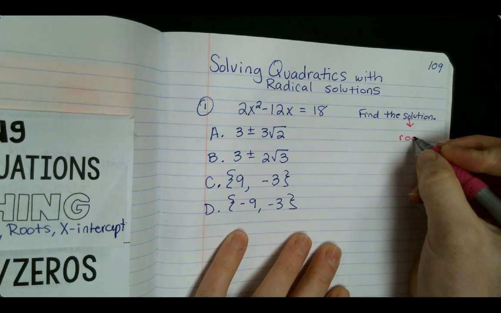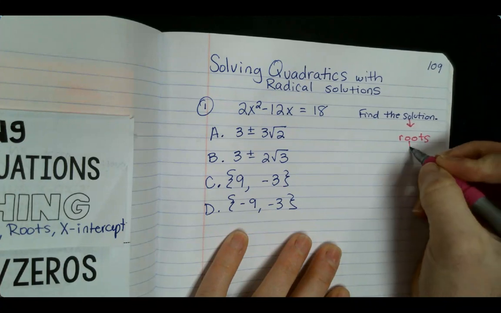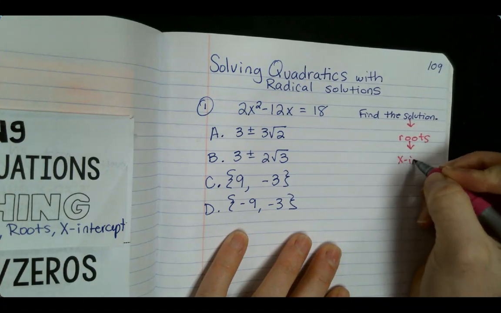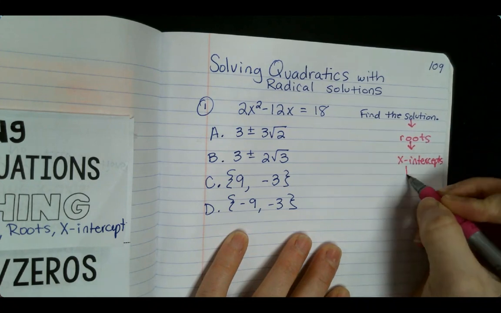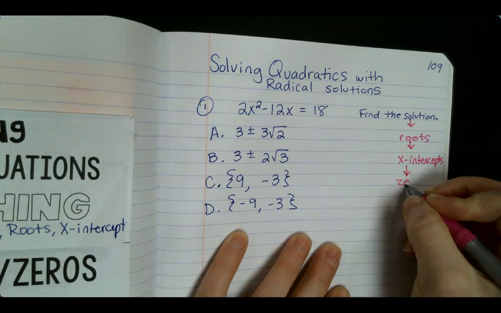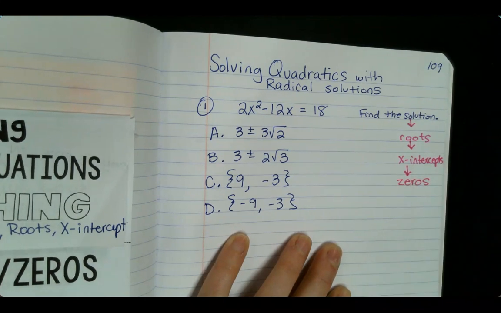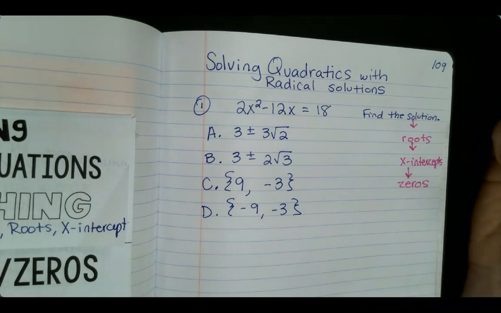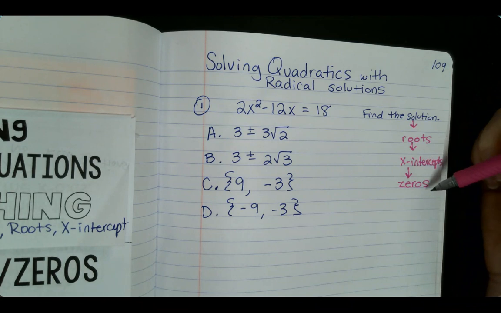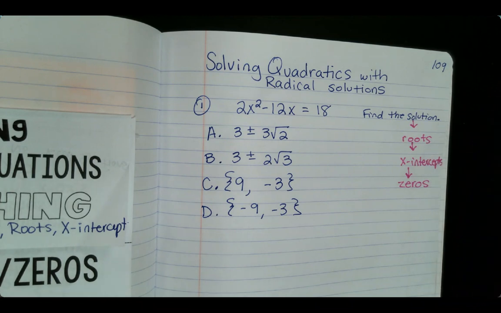They're also called roots, x-intercepts, and zeros. They're all the same thing. Solution, root, x-intercept, zeros. AKA, remember I talked to y'all about that? Also known as. So solving an equation is also known as finding roots, x-intercepts, zeros, and the solution.